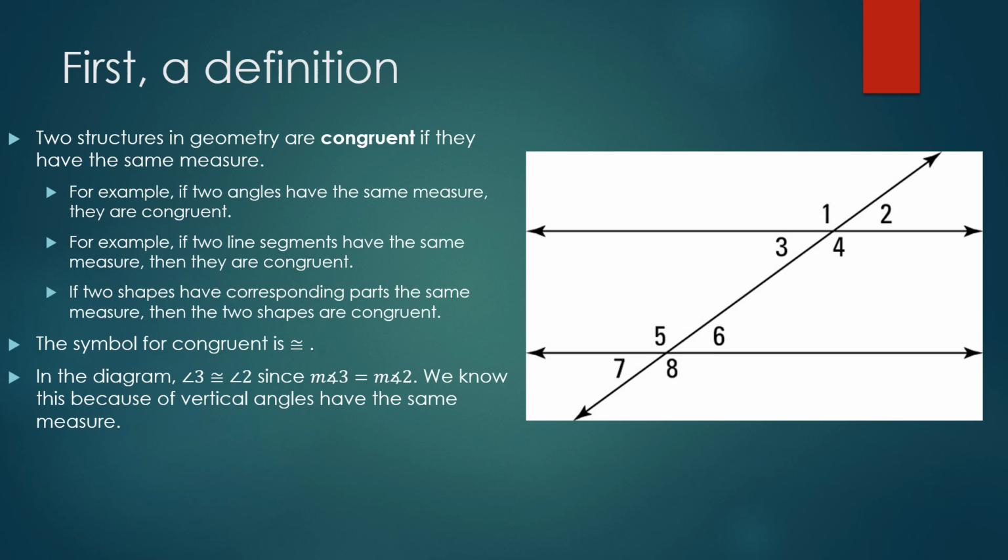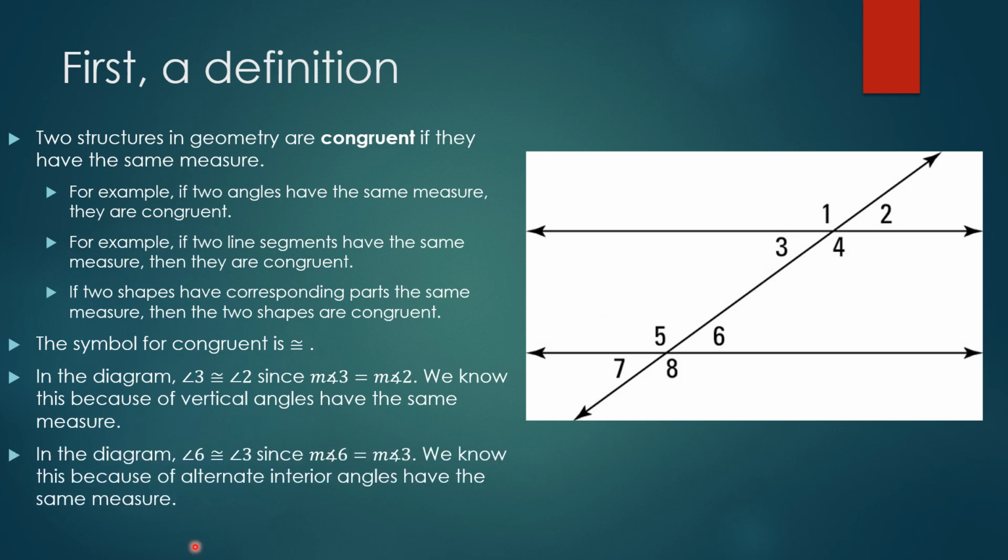If we look at the diagram here, we can say that angle 3 and angle 2 are congruent because their measurements are exactly the same. These measurements are the same because we discovered that from vertical angles. We also know that angle 6 is congruent to angle 3 because their measurements are the same. We discovered this when we talked about alternate interior angles in class.